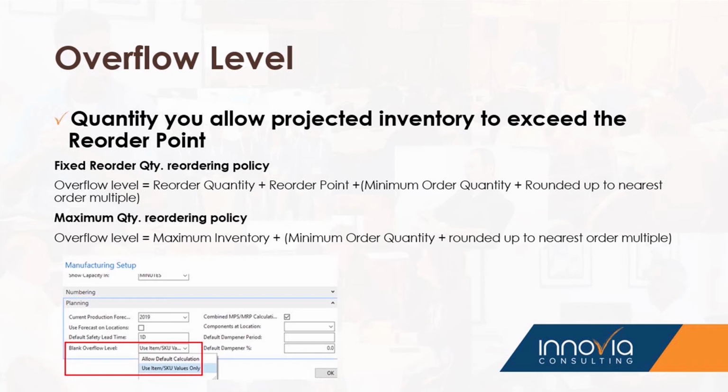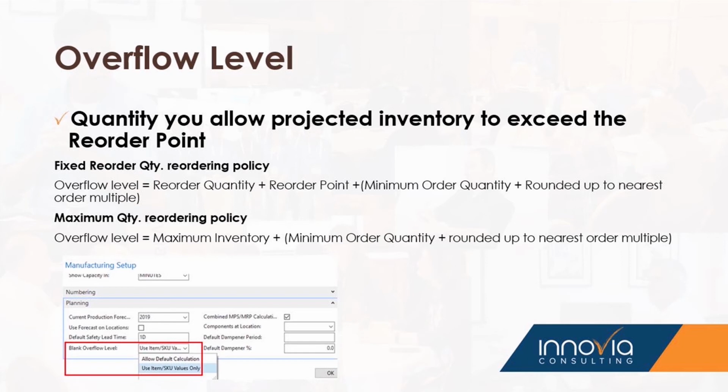Because every once in a while in a planning worksheet, you'll see something that doesn't make sense, and it's because it's using the default overflow level. And you can see how that overflow level is calculated for fixed reorder quantity, reorder point, minimum plus rounded to nearest order multiple. And you really don't want that when you're first getting into planning, or maybe ever. I'm a fan of once you understand what that field uses or how it works, you control it with that parameter on the item.